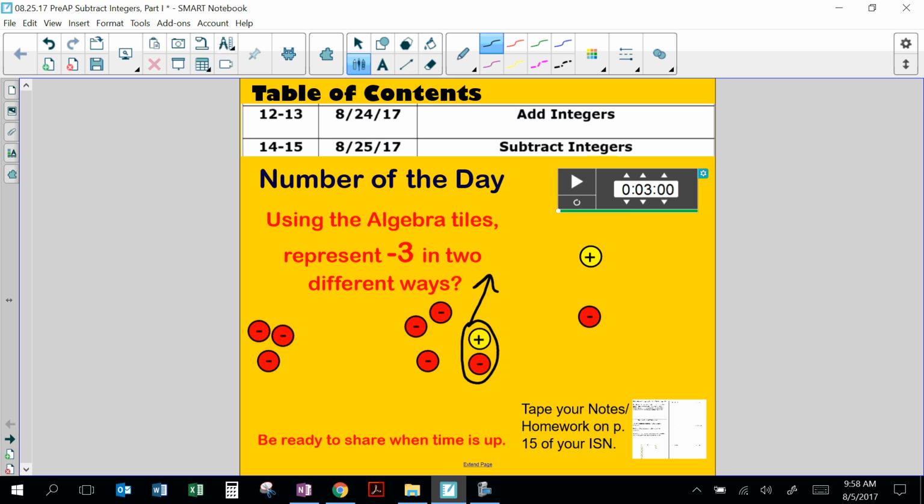Could I represent it in another way to challenge myself? Here's -3, dot, dot, dot, dot, dot. So I'm going to include 3 zero pairs. All these disappear. I'm left with -3. So this is very important for today's lesson. Zero pairs. How they cancel each other out, but the value of the first number stays the same.